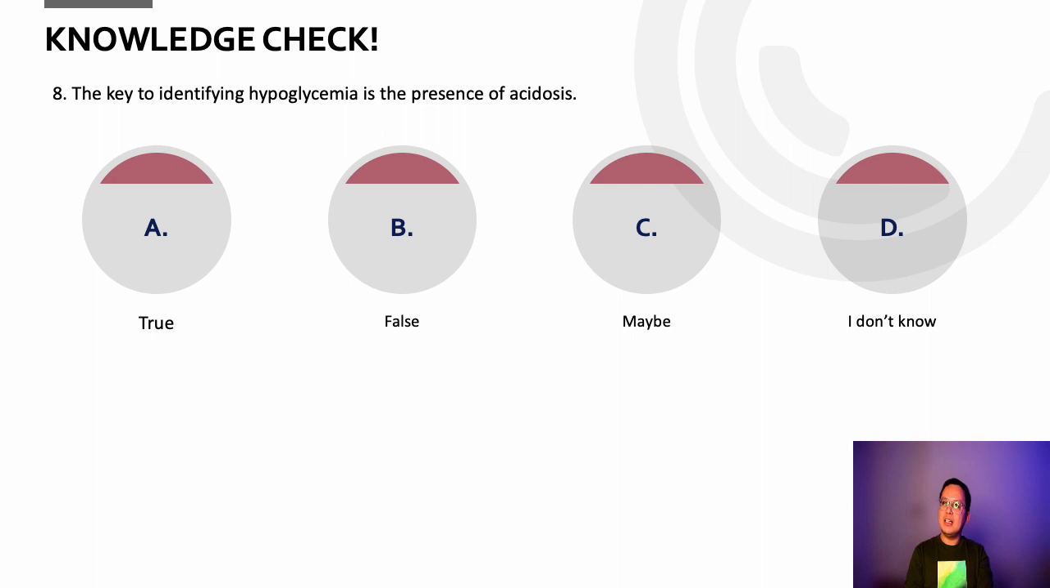Now let's check number 8. The key to identifying hypoglycemia is the presence of acidosis. True, false, maybe, I don't know. The key to identifying hypoglycemia is the presence of acidosis, is it?